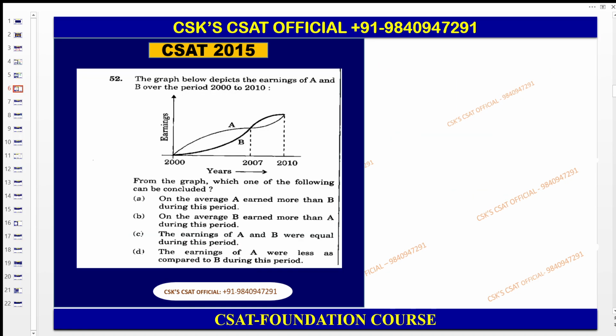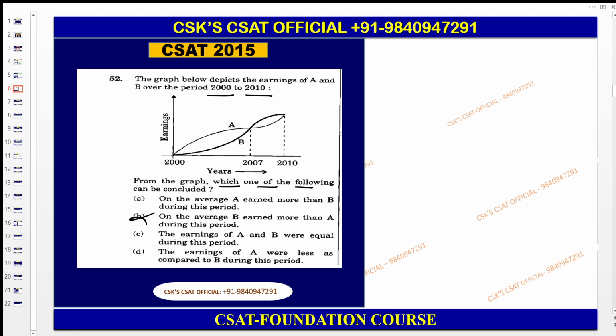This kind of questions you can expect. Okay, simple. Just by analyzing the figure, you have to answer here. From the graph, which of the following can be concluded? On the average, B earned more than A during this period. The period is 2000 to 2010.